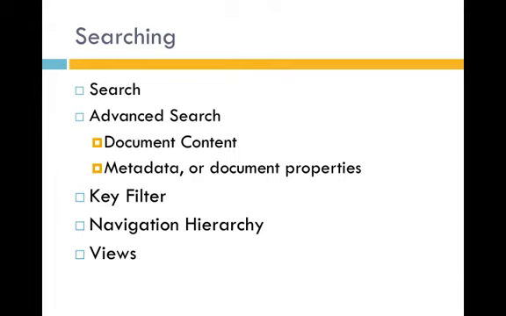Then there are a couple of new ways to do searches. One is called a key filter, which is going to be very useful, and a navigation hierarchy that lets you sort through the folder levels and some of the major different ways of looking at the asset repository. And then there's the normal SharePoint views, which are really helpful in allowing you to look through and find the assets you're looking for. Okay, so let's take a look at it.